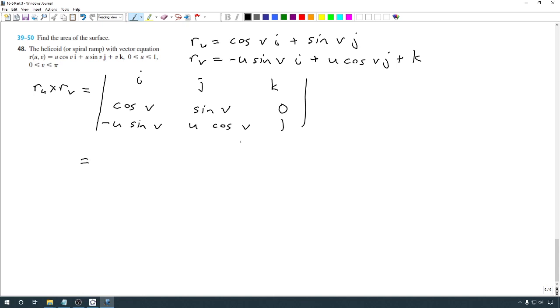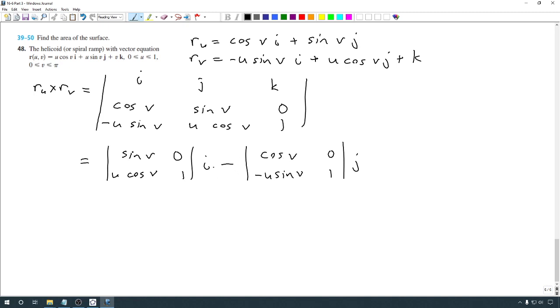The i here corresponds to this bottom 2 by 2. So we end up with the u cosine v, 1, and a sine v, 0. That's our i component. We get to move on to j, which means we get rid of the middle column. We have the negative u sine v, a 1, and a cosine v, and a 0. But of course, remember the minus sign here. Though I guess the minus sign won't really matter when we take the magnitude later on, because we're going to square this eventually.